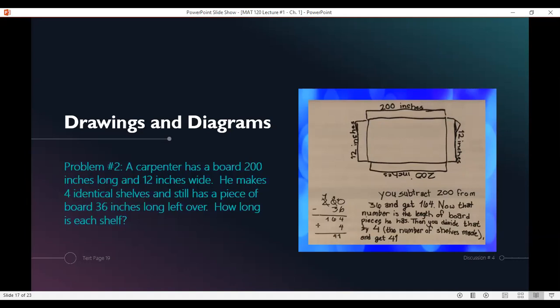So let's see what the child wrote. It says, you subtract 200 from 36 and get 164. Now that number is the length of a board pieces he has. Then you divide that by 4, the number of shelves he made, and you get 41.